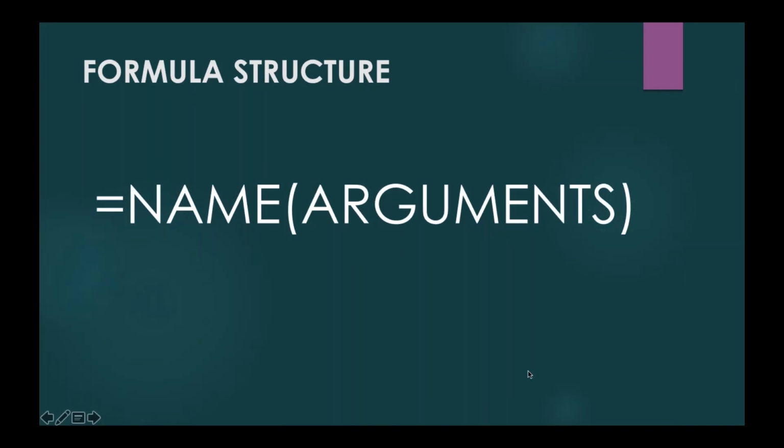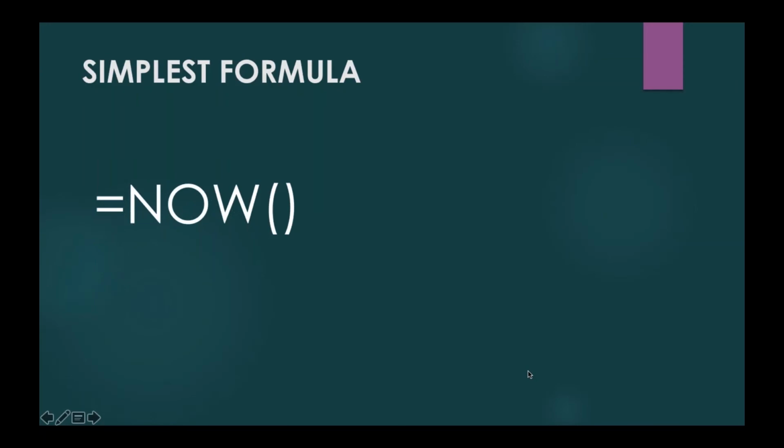So if we look at the simplest formula in Excel, I'm going to show you how this works in a couple of seconds, is NOW. Here's our equal sign. There is the name of our formula, and there are the brackets.